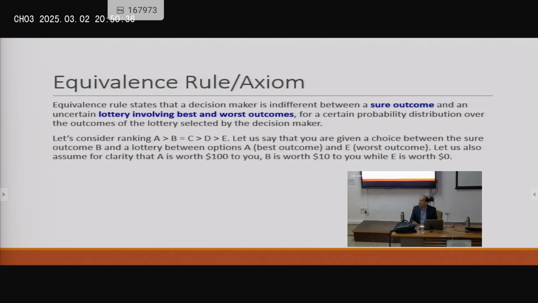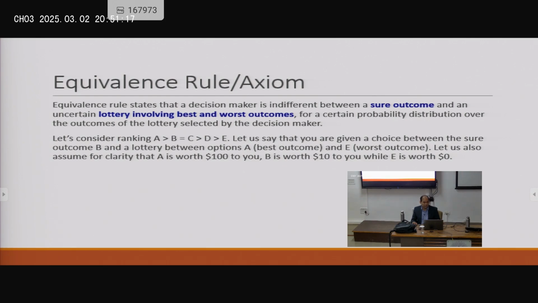So, again, we consider 5 outcomes, A, B, C, D, and E, and they have that preference as shown. A is preferred to B, B and C are the same, C is preferred to D, and D is preferred to E. Now, let's say you're given a choice between sure outcome B and a lottery between options A, which is the best outcome, A is better than every other outcome here, and E, which is the worst outcome, the absolute worst in that ranking that you saw.